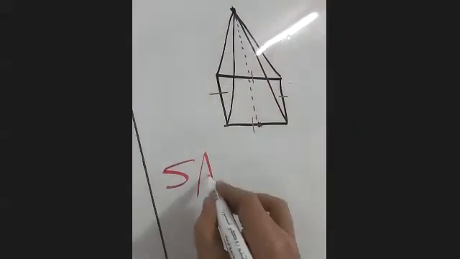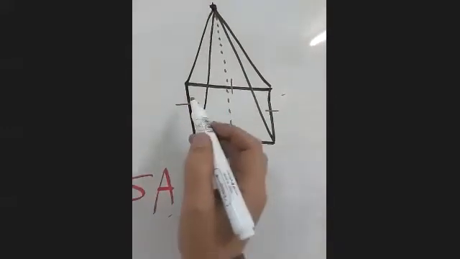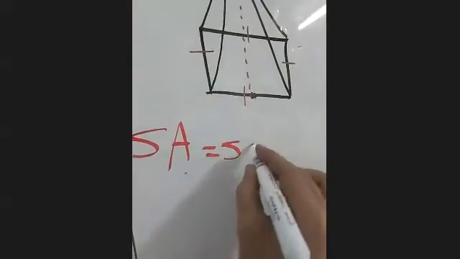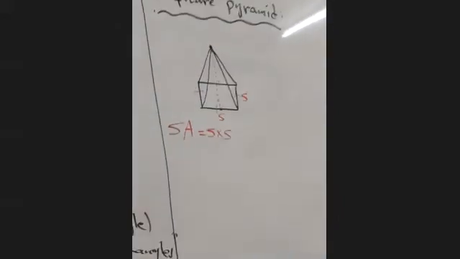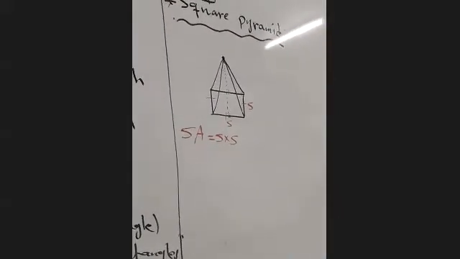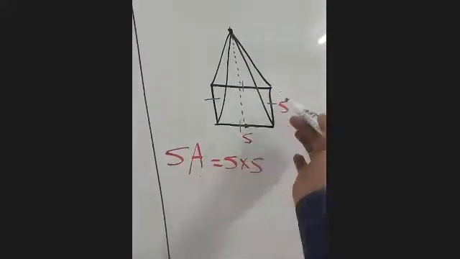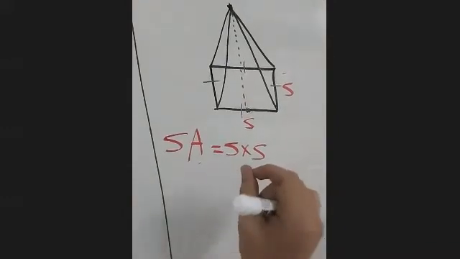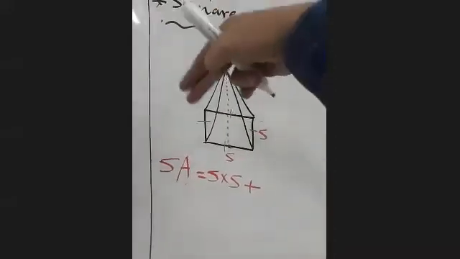The surface area of this square pyramid equals: first thing, we need to find the area of the square down. And the area of the square is S multiply S, where S is the side length. The side length is the same, not like the rectangle, length by width, where the length is different than the width. But here in the square, we have the same sides, so it is S by S, and S is the side length.